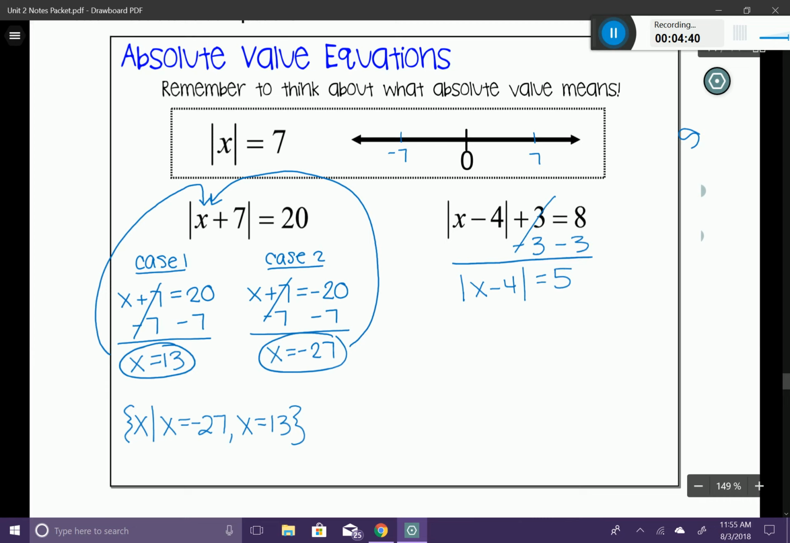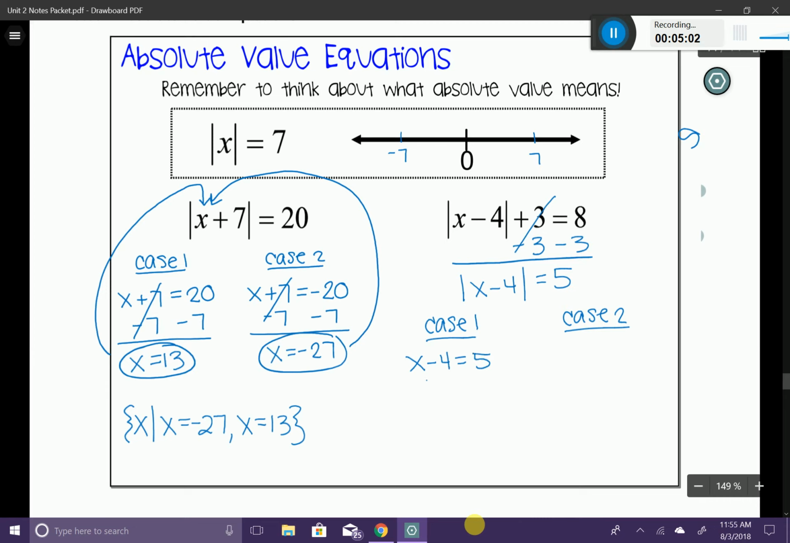All right, now I'm at a place where I don't have anything outside of the absolute value bars. So now I can go ahead and break it into my case 1 and my case 2. So I'm going to go ahead and write that down, case 1 and case 2. And I'm going to go ahead and work those problems. Case 1 is going to be x minus 4 is equal to 5. All I did was take away the absolute value bars.